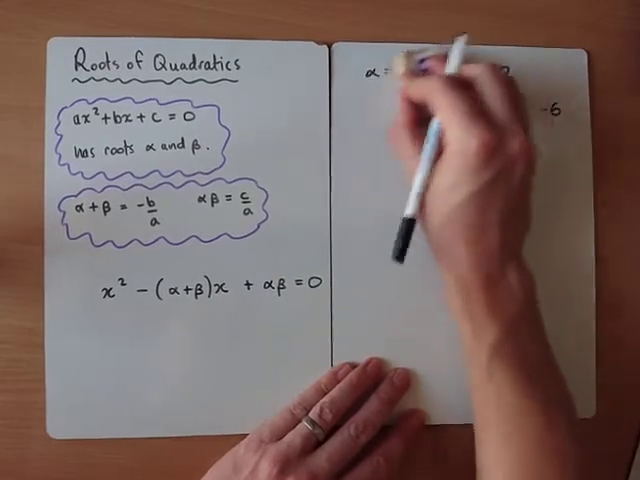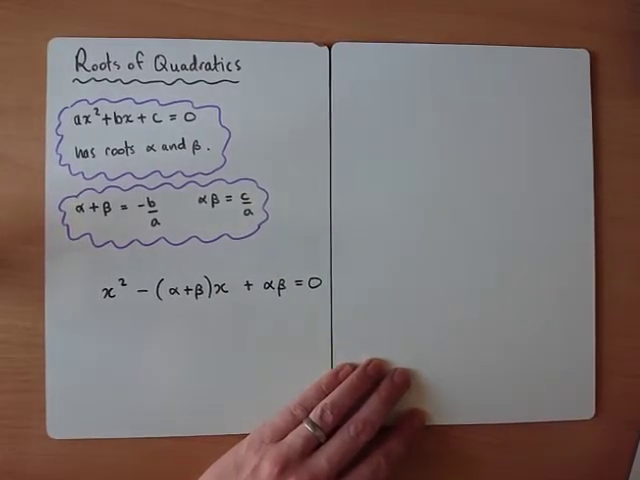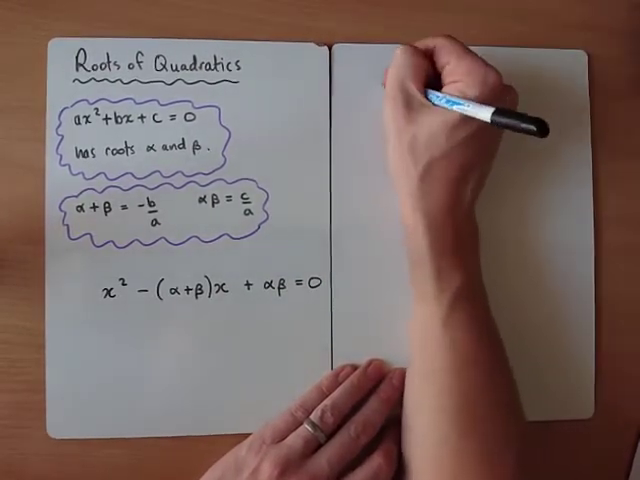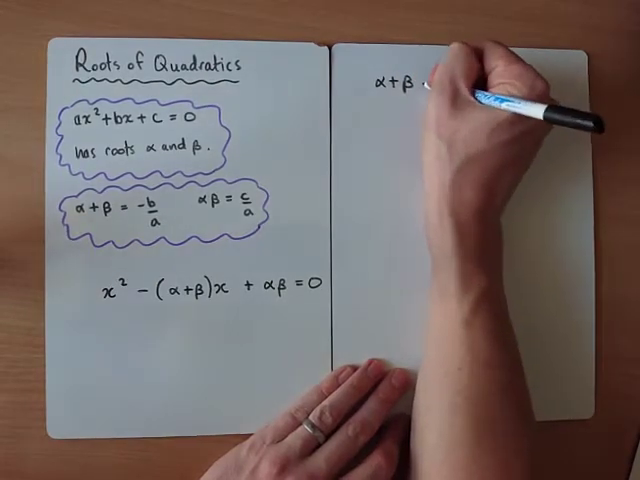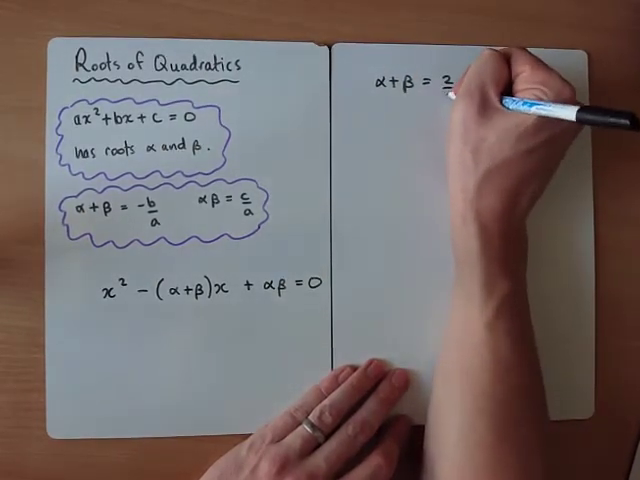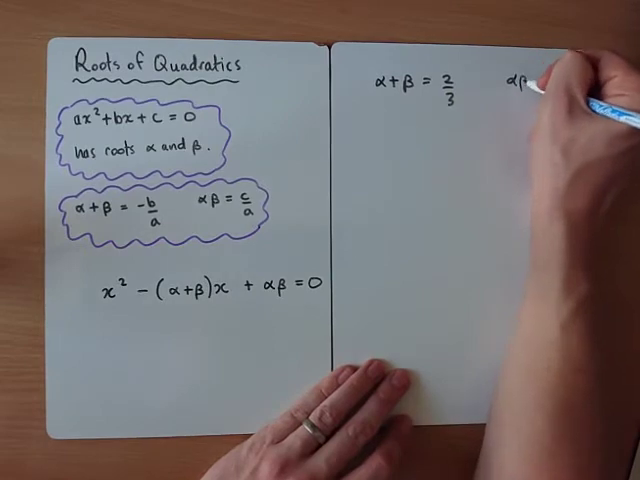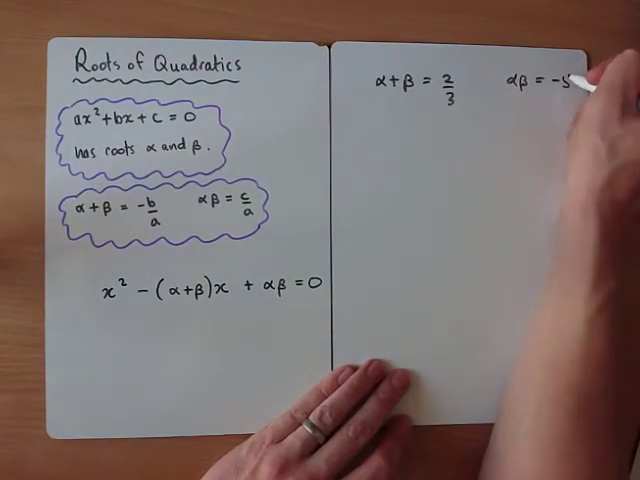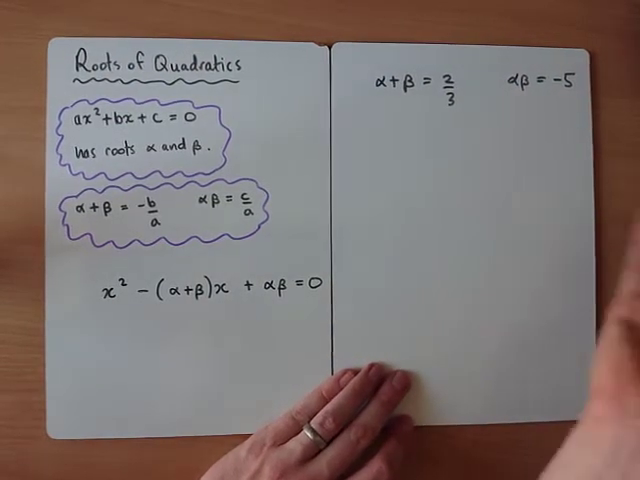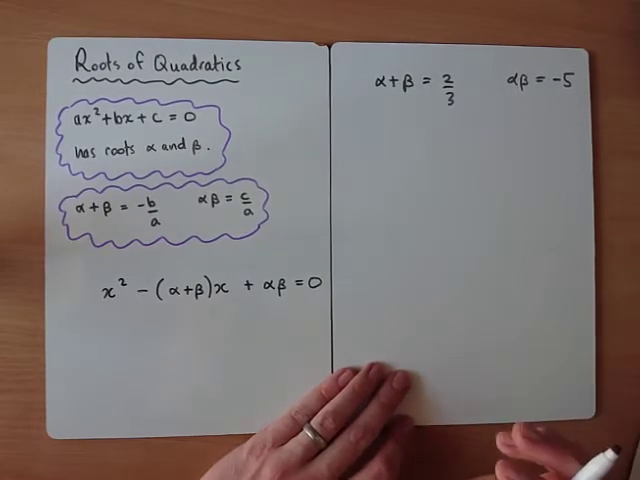One other thing they might say, we might not know what the roots are. So say for example, if I knew there's a quadratic, but I know the sum of the roots was 2/3, and I know that the product of the roots was minus 5, I could just quickly write down what that quadratic is, even without knowing what the roots are.